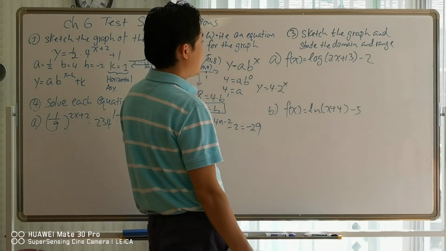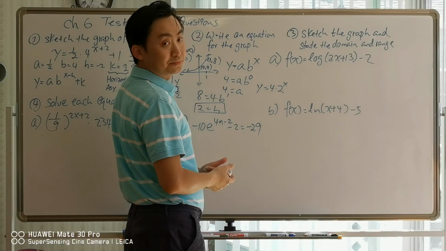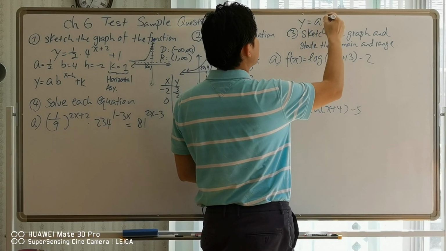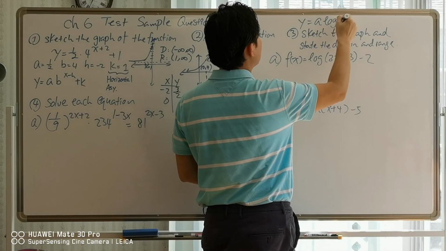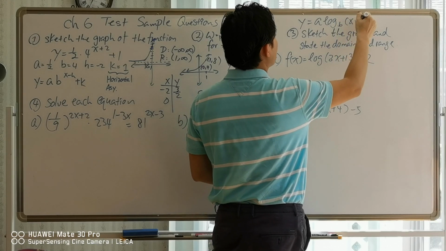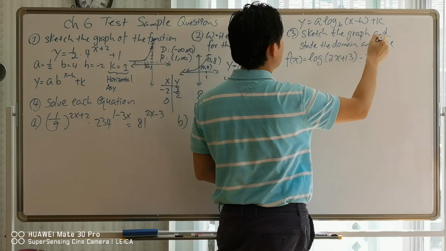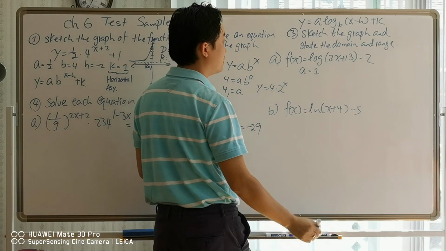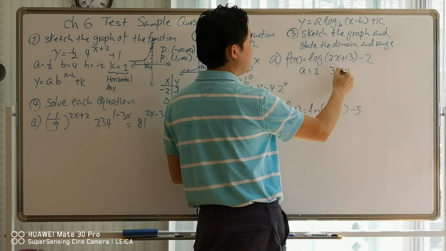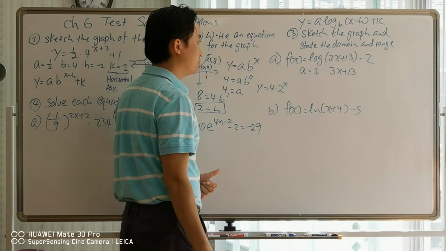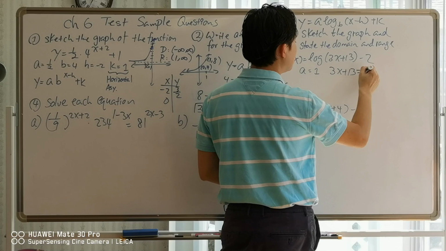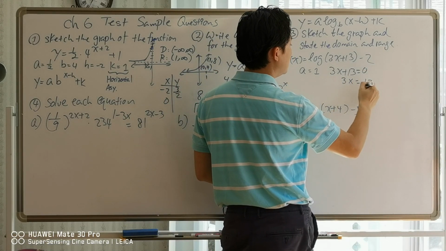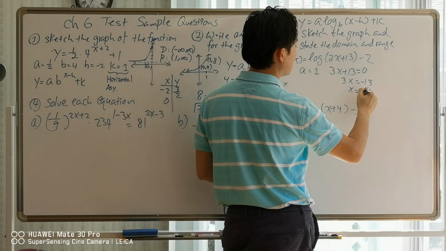And then for number 3, sketching a graph for the logarithmic function. For those wondering, the transformational form is always written as a times log base b of the quantity x minus h, plus k. The value of a is 1. Now how do you find the value of h? We set the quantity inside the parentheses equal to 0 and solve for h. So we have 3x equals negative 13, which means x equals negative 13 over 3.